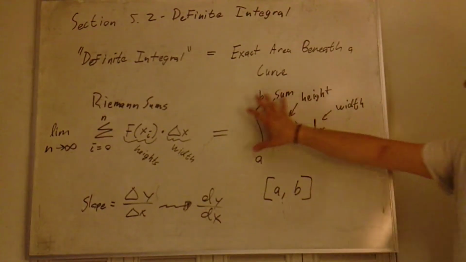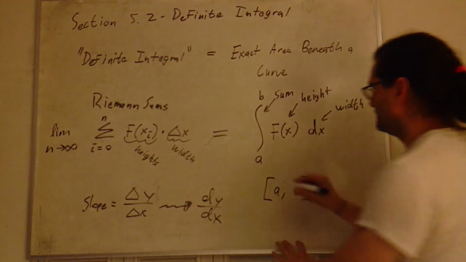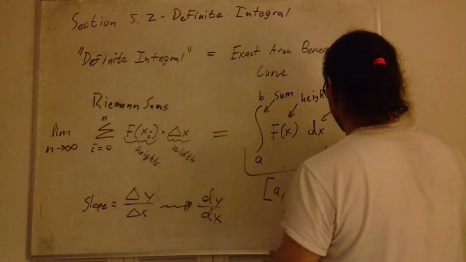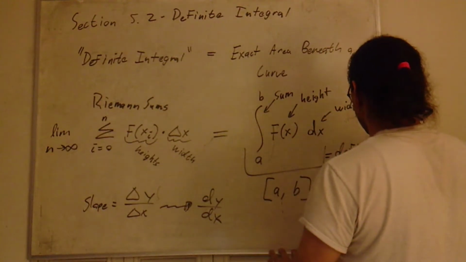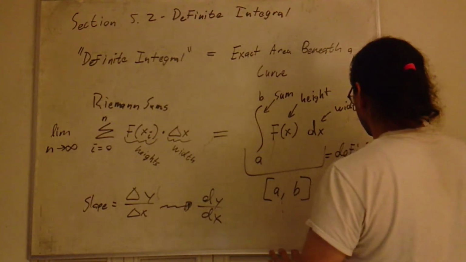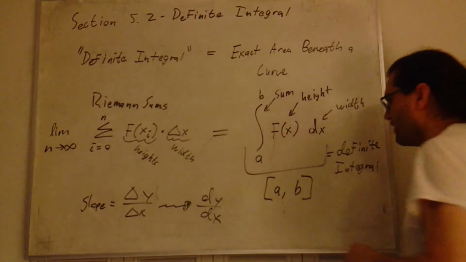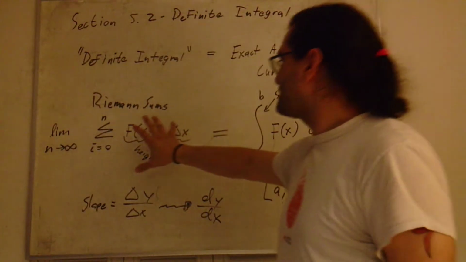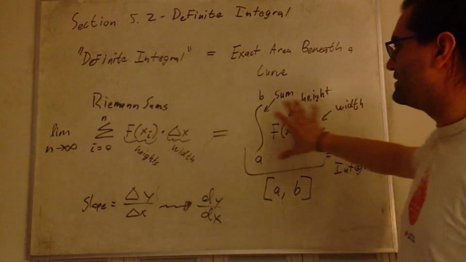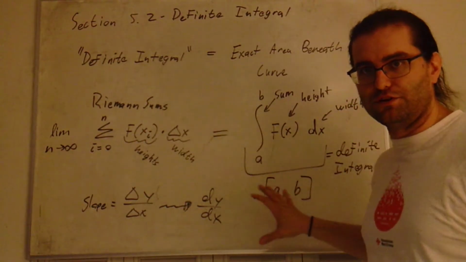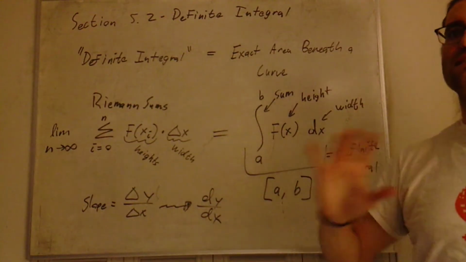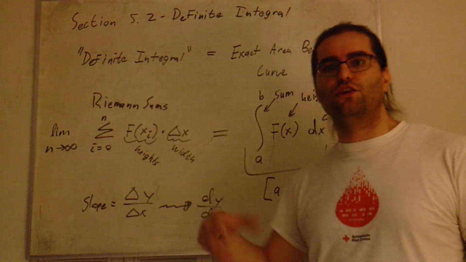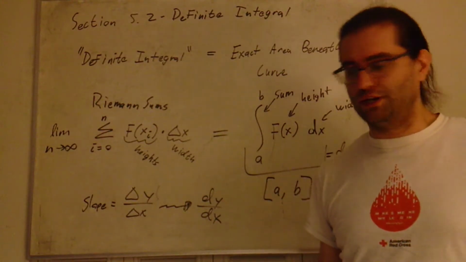But now this thing all together means definite integral, which means the exact area beneath the curve. So that's sort of the conceptual theory behind what we're doing here. Or I should say, that's the conceptual theory behind the notation of what we are doing here.